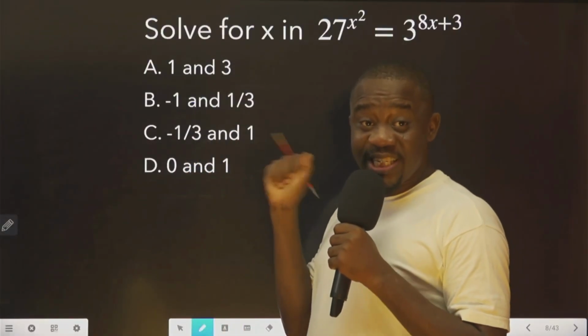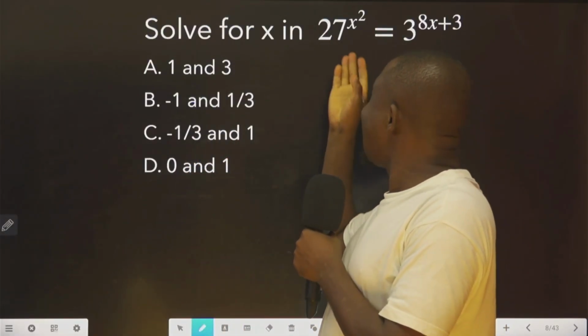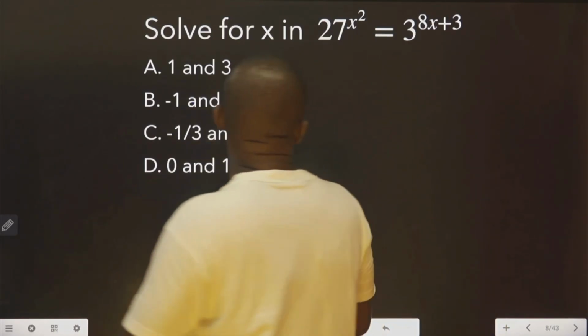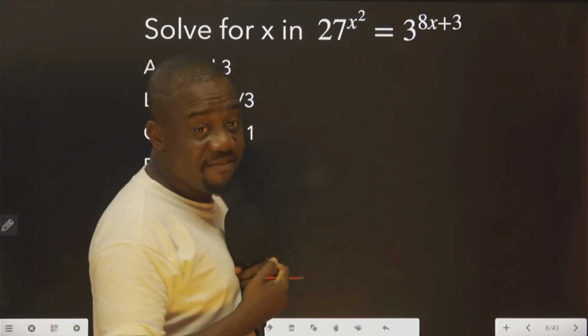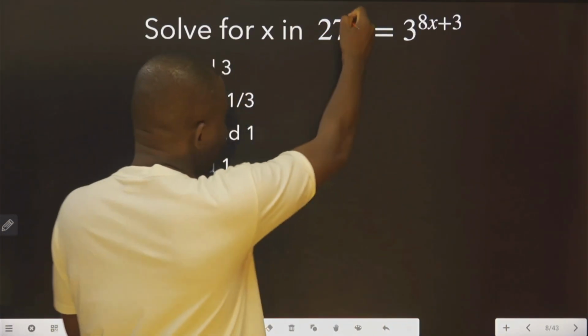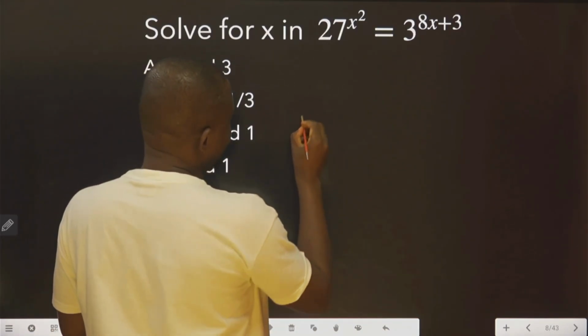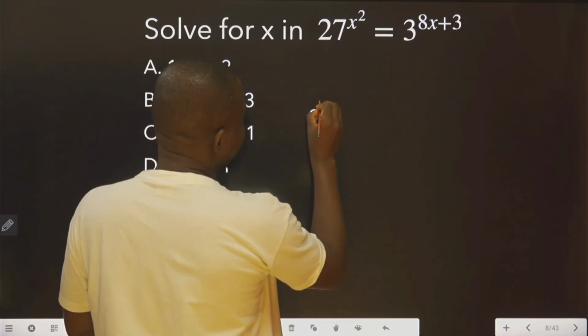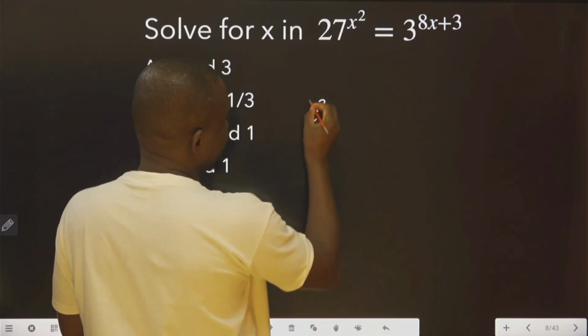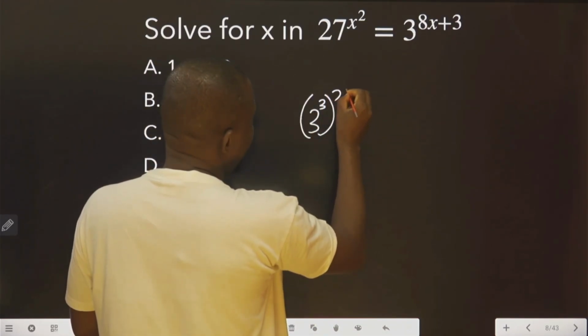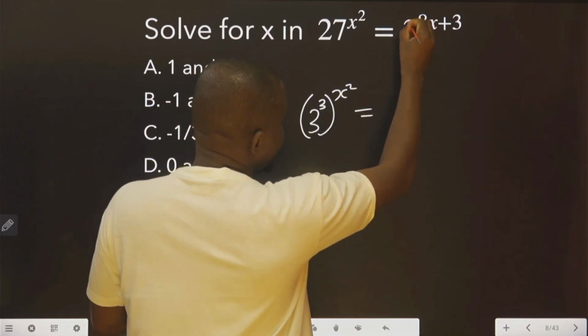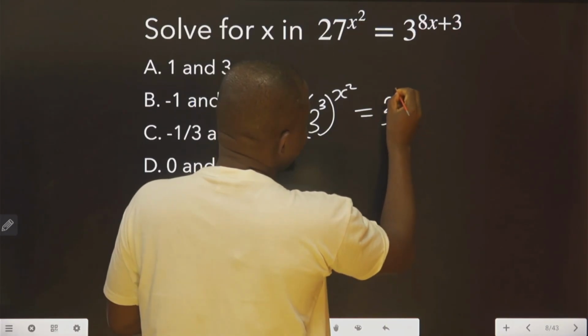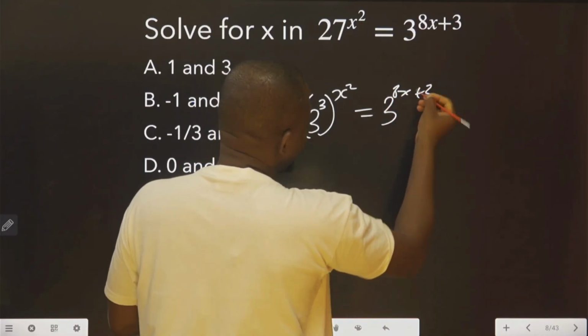Let's look at this question. It says, solve for S in this. To solve this very fast, look at what I will do. This is 27. I will simply do 3 raised to power 3. That is 27. Then I put what is there before. This we can't do anything. It's 3, 8s plus 3.